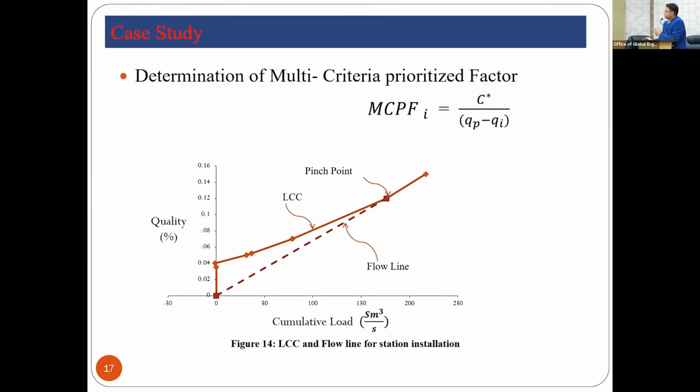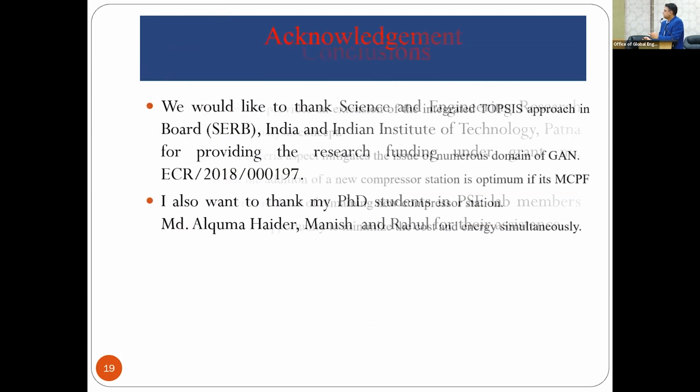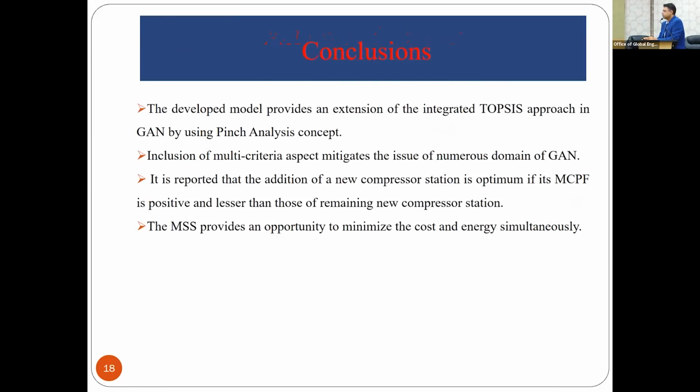So this value of C star provides us the ranking. Once we get the C star, we calculate the MCPFI, the multi-criteria prioritized factor, which is dependent on the pinch quality. So we have to construct the limiting composite curve and then the flow line. Where the limiting composite curve and flow line touch, the point of contact is the pinch point. Using this pinch point, we calculate the MCPFI and then arrange our new compression stations accordingly.